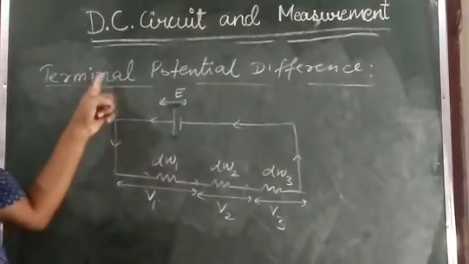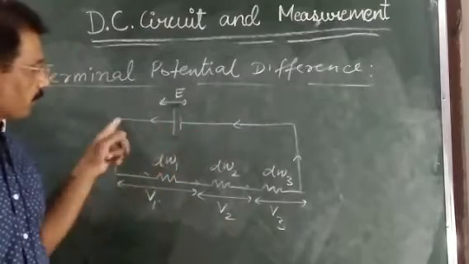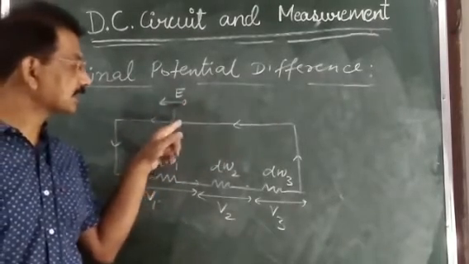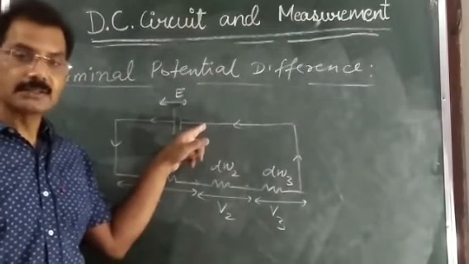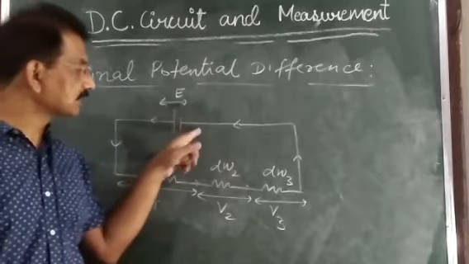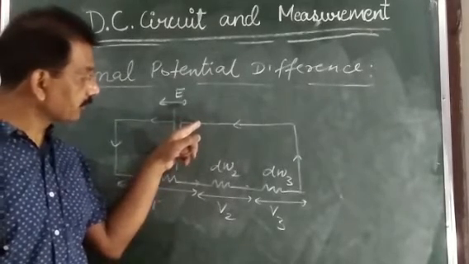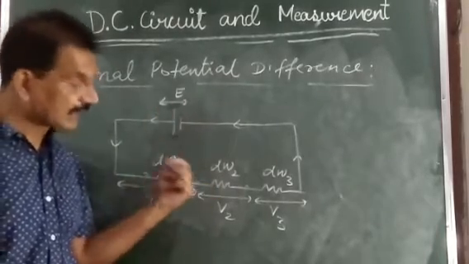Now, the next topic is terminal potential difference. Suppose a cell of EMF E, and here no internal resistance is given. It means if the internal resistance is not given, then in this case I have not considered the internal resistance of the cell. But when the internal resistance of the cell is given, then that will also be considered.